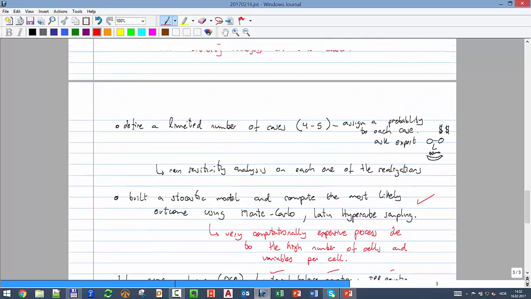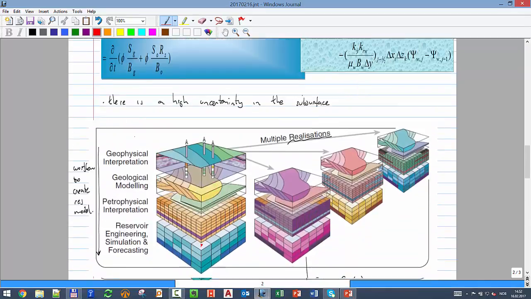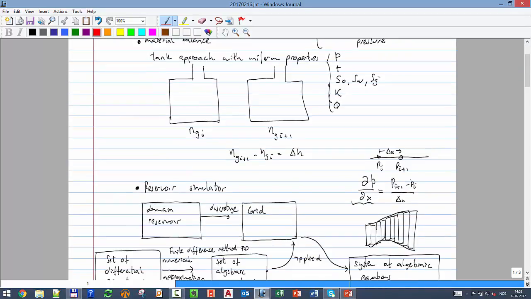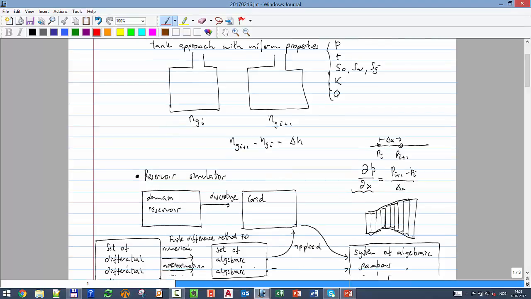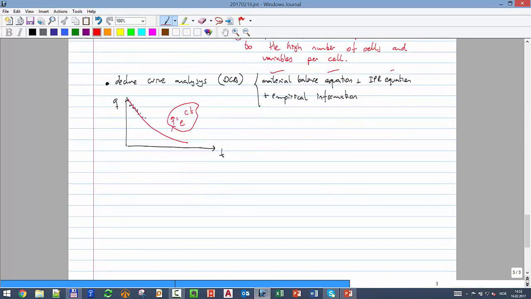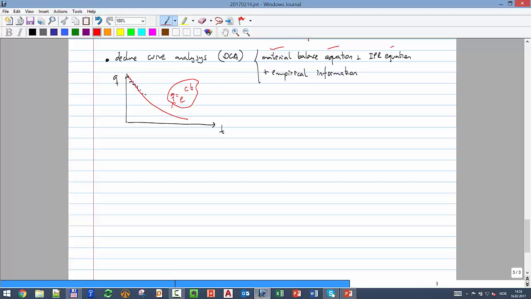Okay, so just to give you a flavor, the reservoir simulator plays a central part. You had already a kind of a proxy, and you understood more or less how it works, but we are not going to cover it too much in this course. Any questions? No questions? Okay.